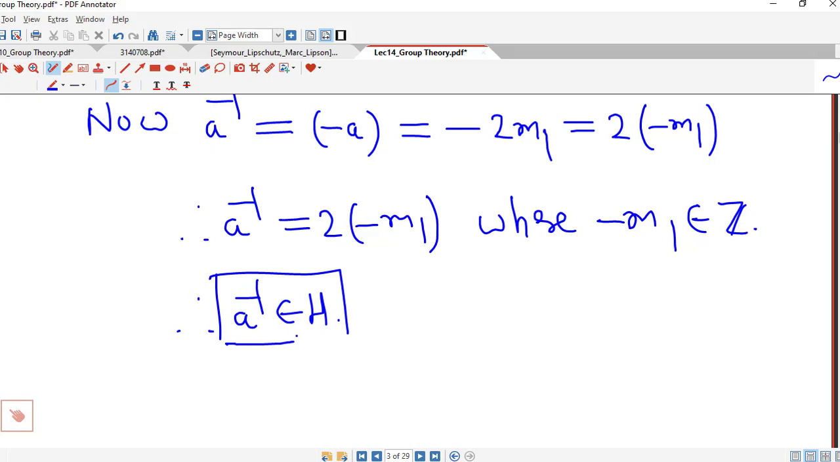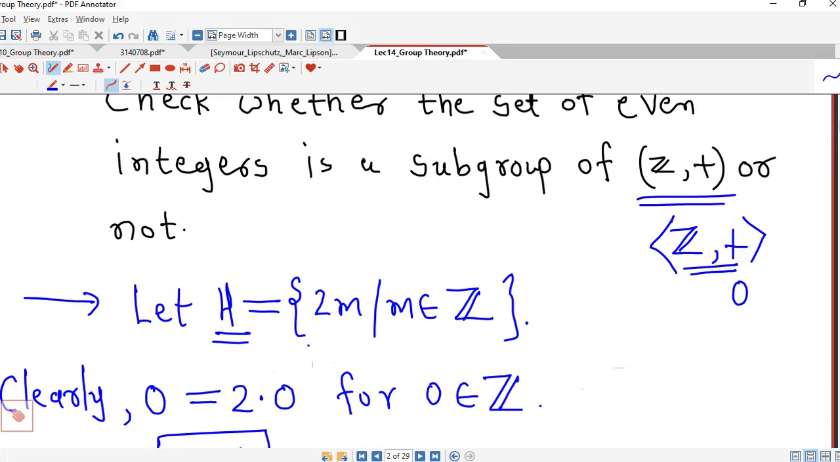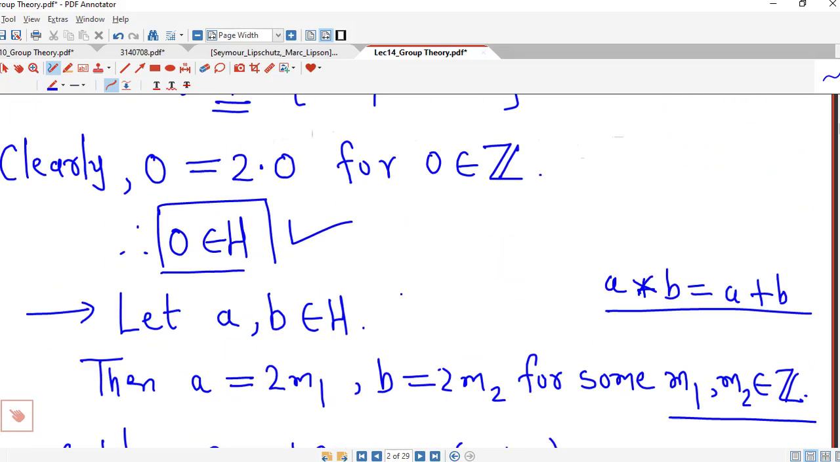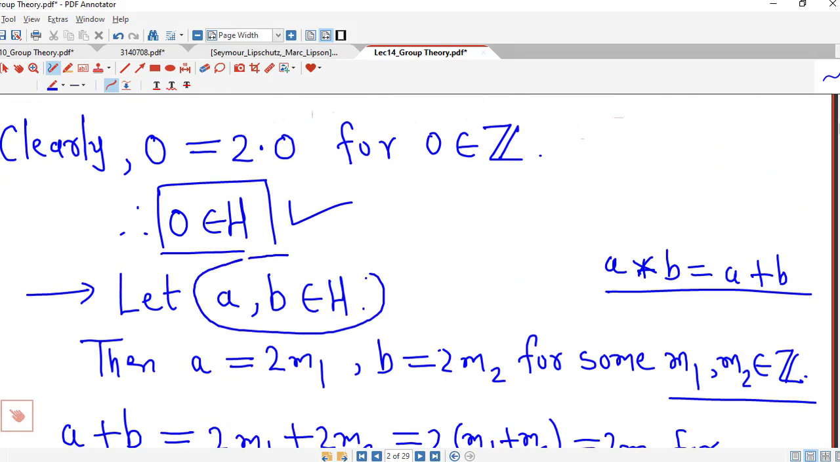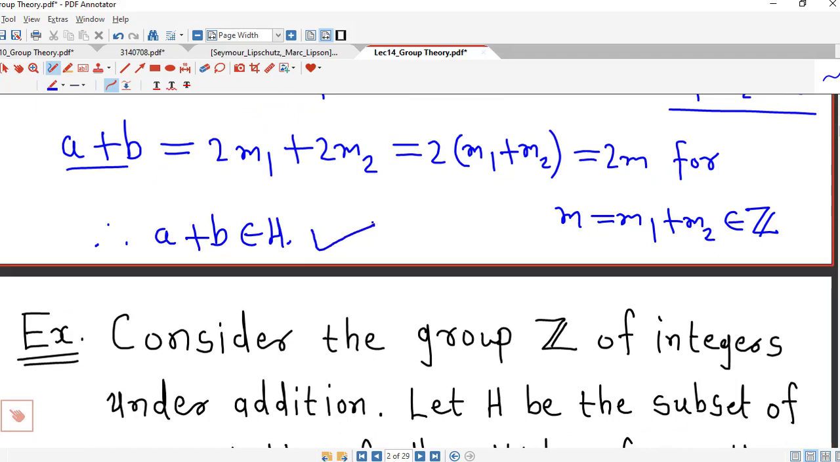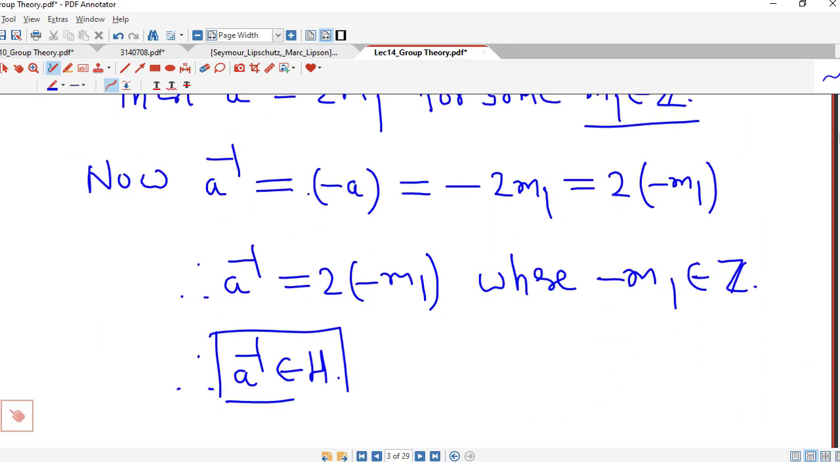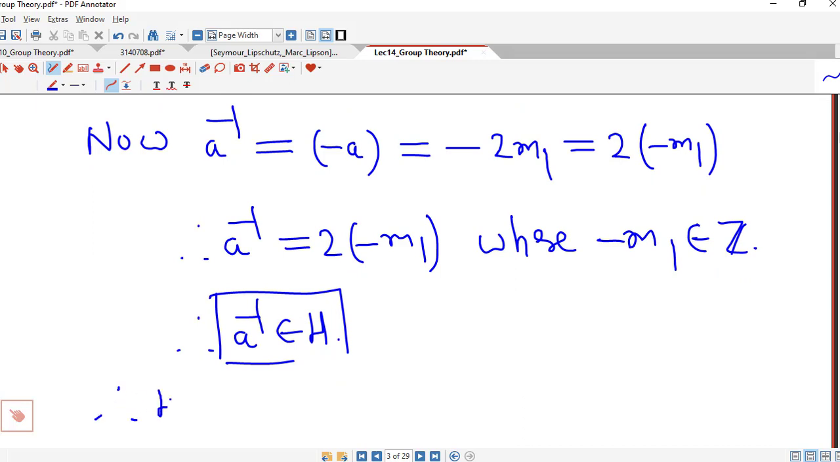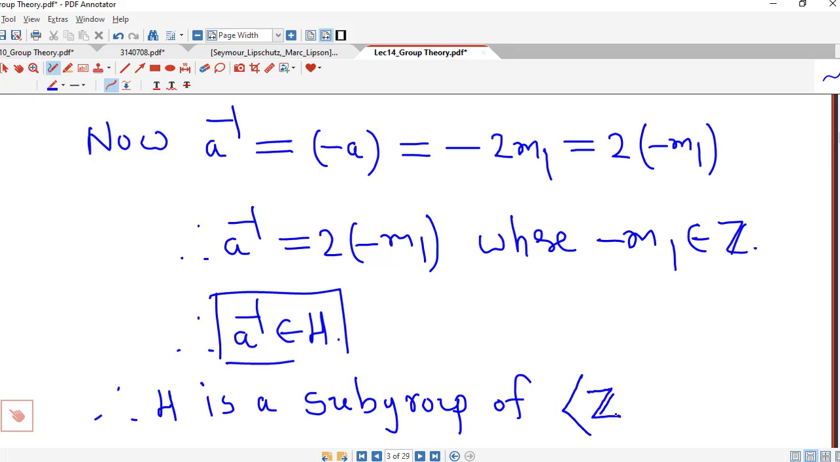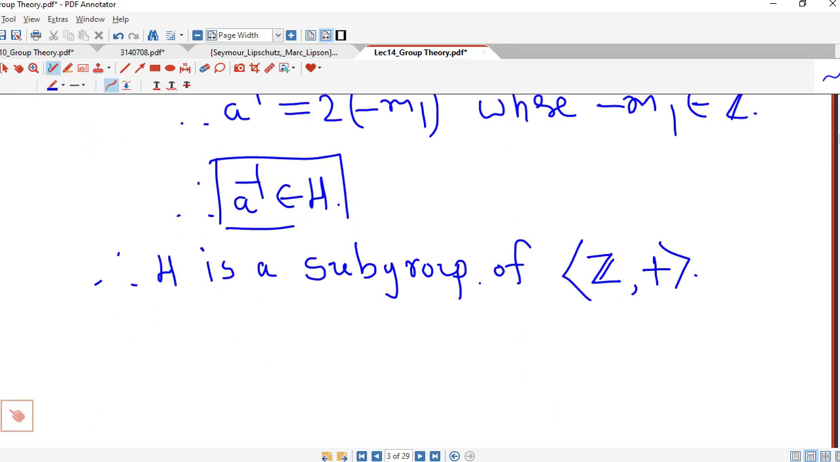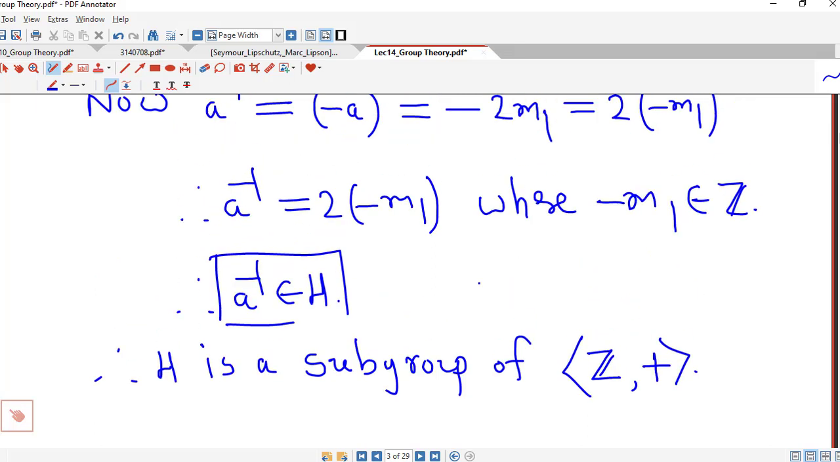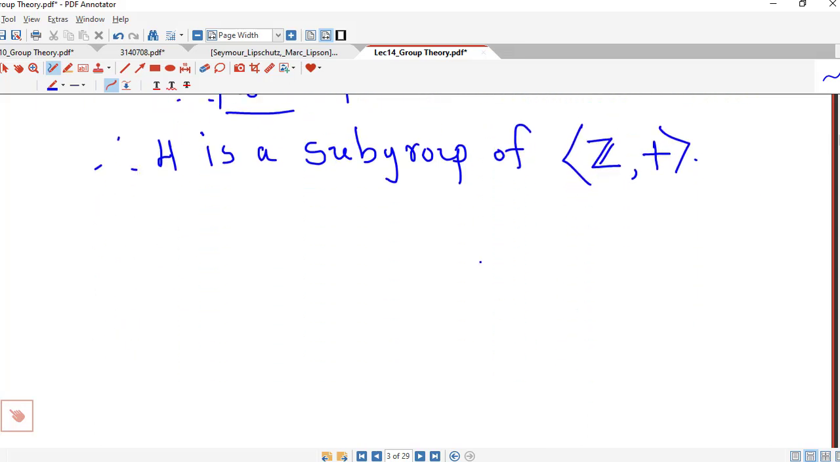So all the three conditions are satisfied. The identity belongs to H, here the identity is 0, and if we take any two elements in H, then a plus b is also in H, and if we consider any element in H, then a inverse is also in H. Therefore H is a subgroup of Z under addition. So in this way we can show that a given set is a subgroup of a given group.